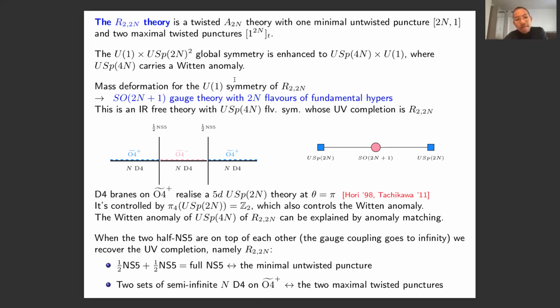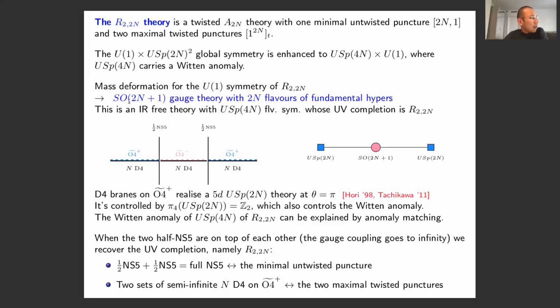So let's try to understand this theory a bit better. You can do a mass deformation for this U1 symmetry of the R22N. What you have is that if you do this mass deformation, you get SO2N gauge theory with 2N flavors of a fundamental hypermultiplet. This turned out to be an IR-free theory with the USp4N flavor symmetry, and the UV completion turns out to be this conformal field theory R22N.